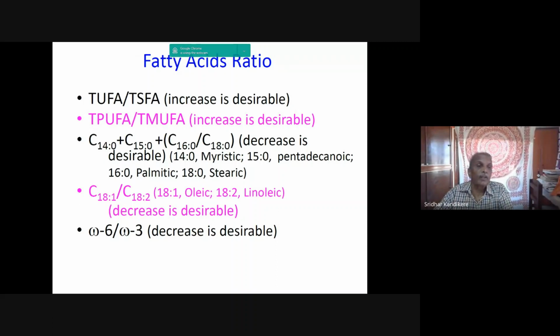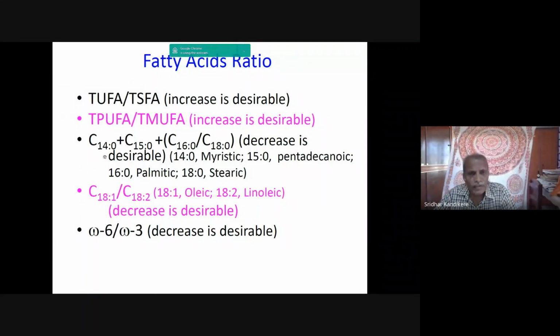Similarly, we can think of the ratio of total polyunsaturated fatty acids divided by total monounsaturated fatty acids. Again, an increase is desirable. That is, polyunsaturated should be more, and this should be less. Like so, you can also evaluate different parameters in order to evaluate the saturated fatty acids like beta-decanoic acid, palmitic acid and stearic acid.